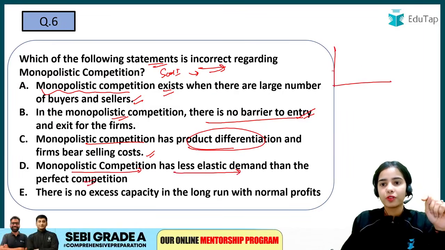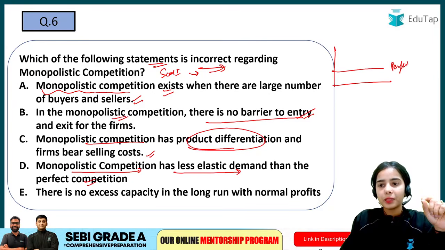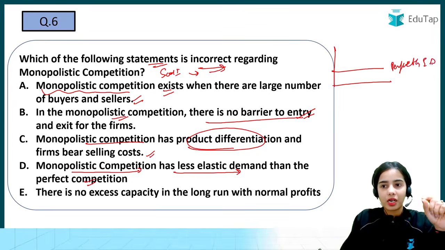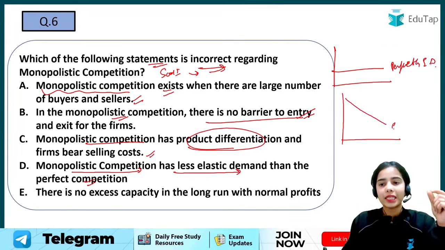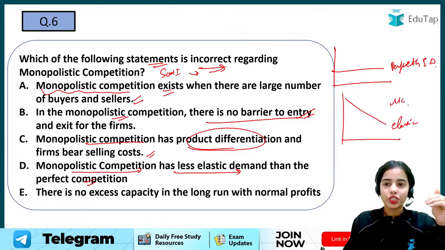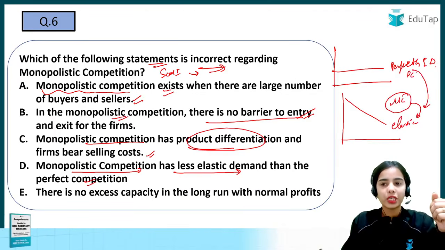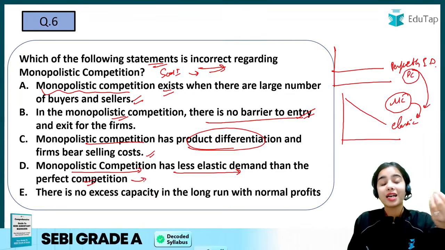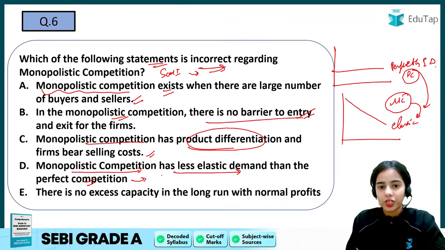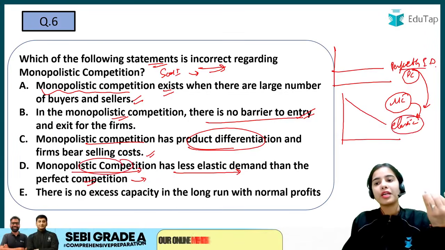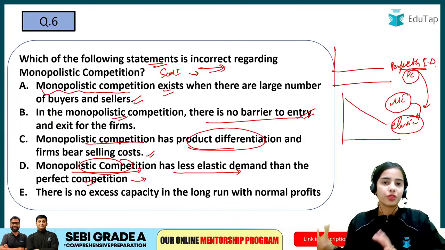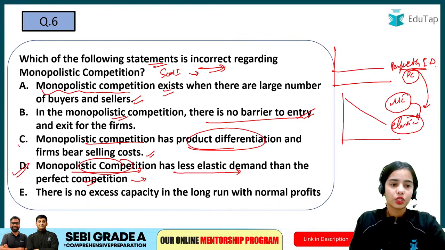Now think about it, the perfect competition has a perfectly elastic demand curve, while the monopolistic competition has a downward sloping demand curve that is elastic. So the monopolistic competition has a less elastic demand curve in comparison to the perfect competition. That is correct, because the perfect competition has a perfectly elastic demand curve, while the monopolistic competition has a less elastic demand curve in comparison to the perfect competition. So this is also correct.